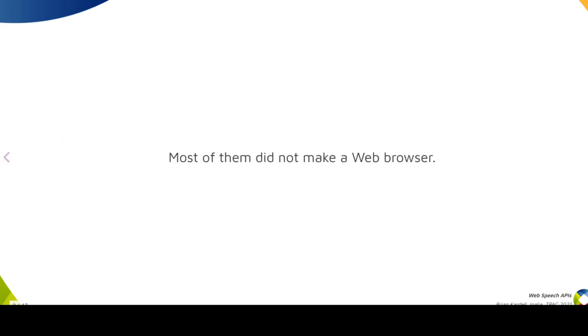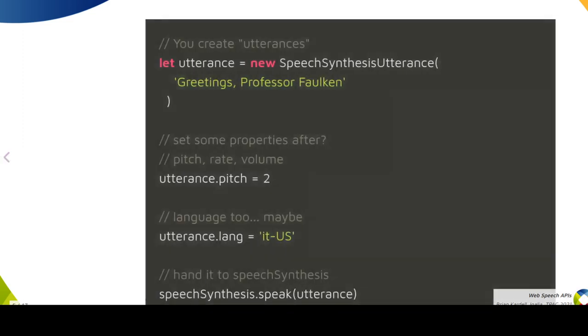But most of the people involved in these efforts did not make a web browser. And so while many of those even reached rec and enjoyed some success outside of browsers, that's not what's shipped in browsers. What's shipped in browsers is the HTML5 speech APIs. Now, I say HTML5 speech APIs, but in fact, they are not part of HTML5, and they are not even a standards track document. They were created in two community groups in 2010 and 2012. They were largely pioneered by Google.